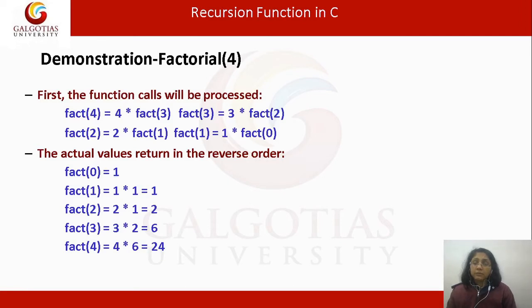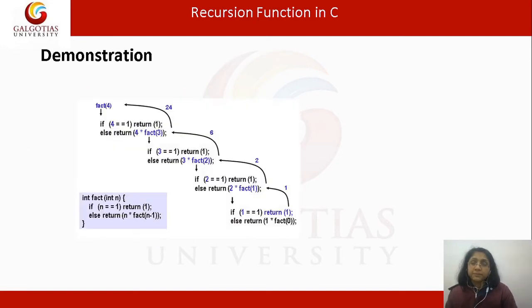Then again that value will be used for computing factorial 2. So therefore you will get 2 into 1, which is 2. Again the same value will be used for computing factorial 3, therefore 3 into 2 equal to 6. And that value will be used for computing eventually factorial 4, which is 4 into 6, that is 24.